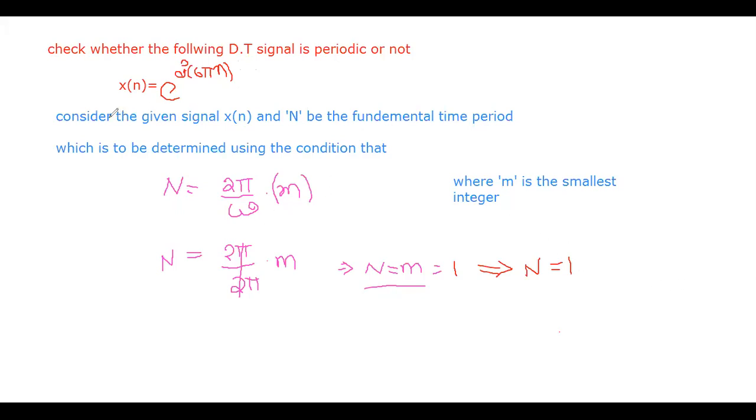So the matter is as it is. Consider the given signal x of n and let capital N be the fundamental time period, which is to be determined by using the following condition, that N is equal to 2 pi by omega multiplied by m here. Now carefully observe how I am going to determine the fundamental time period for this type of problems.